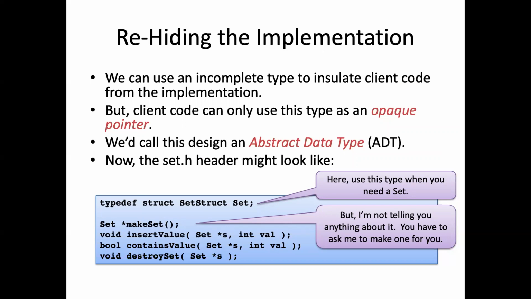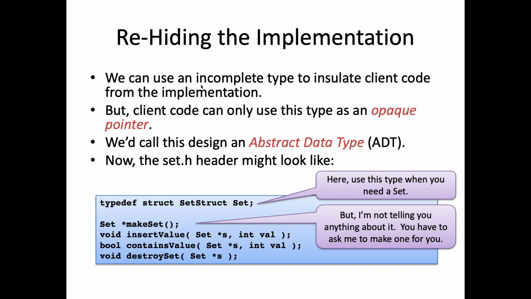If you have an incomplete type, you can at least use pointers to that type. And you'll sometimes hear these called opaque pointers. You can have a pointer to a thing without knowing anything other than the name of that thing, or at least the name of the type for that thing. Again, that's called an opaque pointer, and that's what we're doing down here at the bottom.